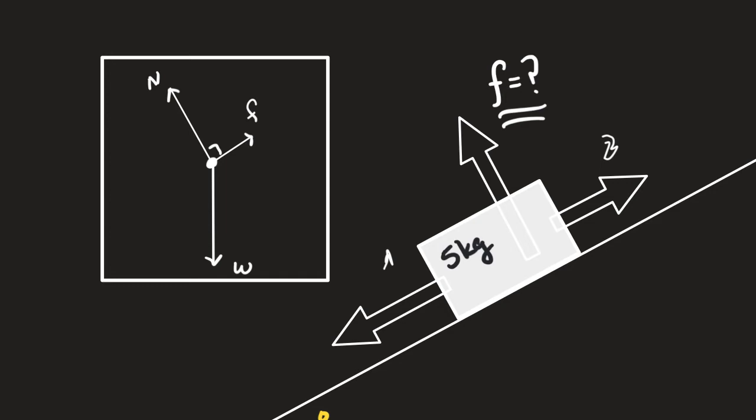So that's your free body diagram, and the only other thing I would ask you to do here is decide on a coordinate system. Now, it doesn't matter what your coordinate system actually is. I could put the coordinate system like this.